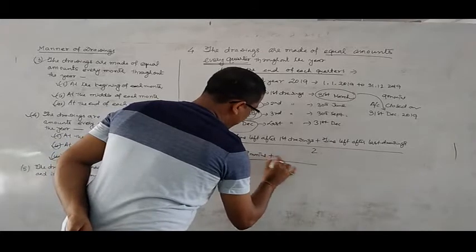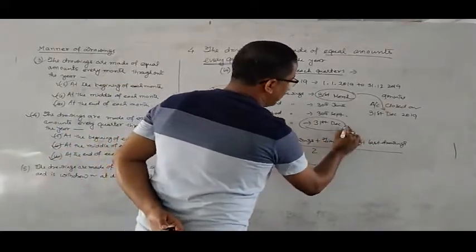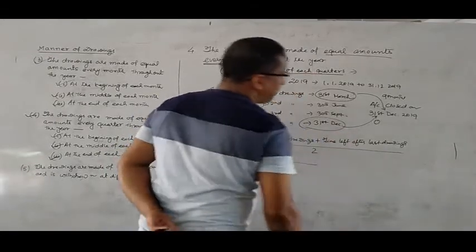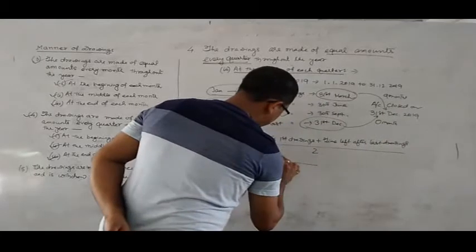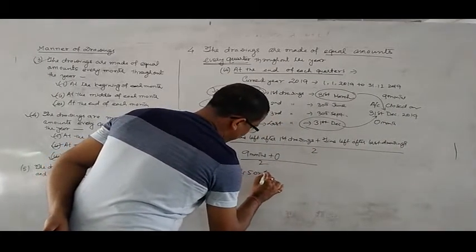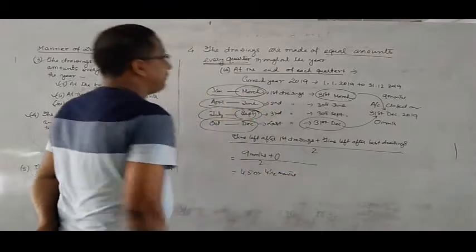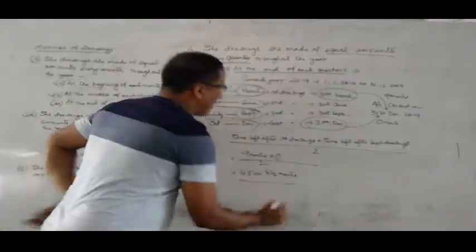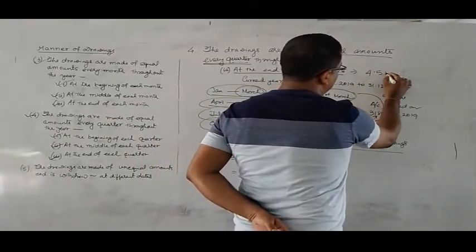9 months. And the last drawing, 31st December. How many months are there? 0 months. There is no time gap. 9 plus 0 divided by 2 is equal to 4.5 months. If the drawings are made at the end of each quarter, then interest on drawings is to be charged for 4.5 months.